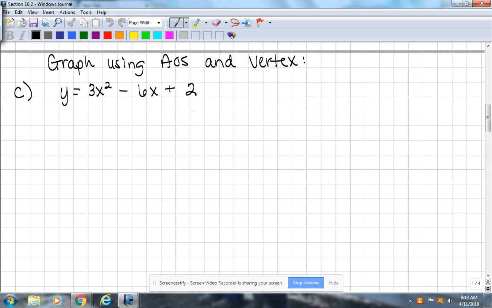So yesterday we left off in the middle of section 10.2. We talked about finding an axis of symmetry and a vertex of a parabola. What is the shape of a parabola? U-shape. It's a U shape, or it could be an upside down U shape.